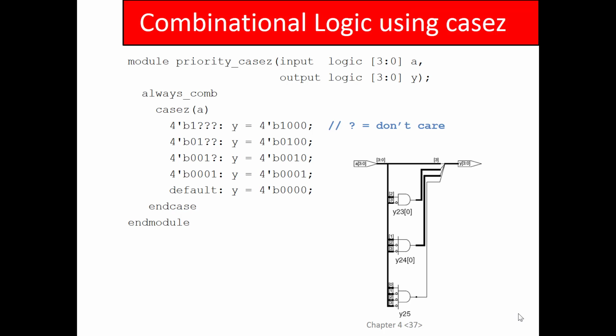Notice that they put the size there, by the way, for the apostrophe. So this says case Z A. A is the input here, 4 bits. And in this case, they're now saying 4 apostrophe B, and then they say 1 question mark, question mark, question mark, which this one line would expand to 1,0,0,0, 1,0,0,1, 1,0,1,0, 1,0,1,1, and so on, right? You guys with me? So it's kind of like a wild card saying that I don't care what the value of the least significant 3 bits are.